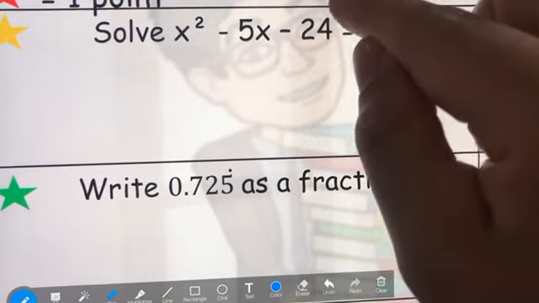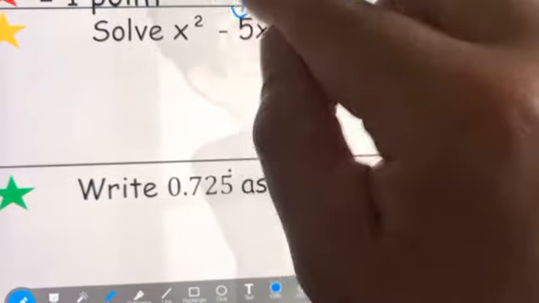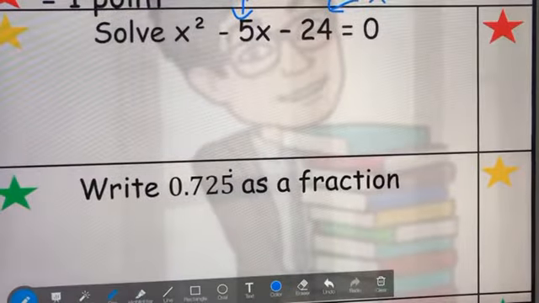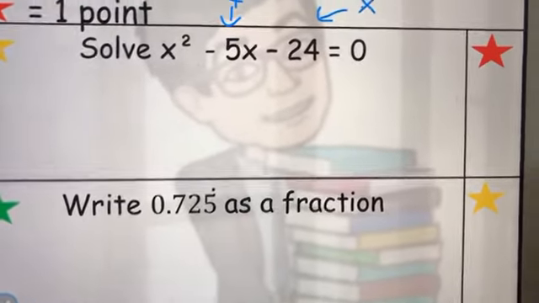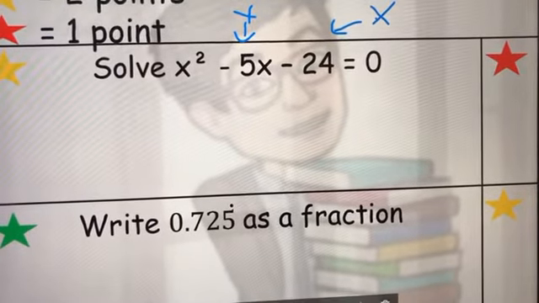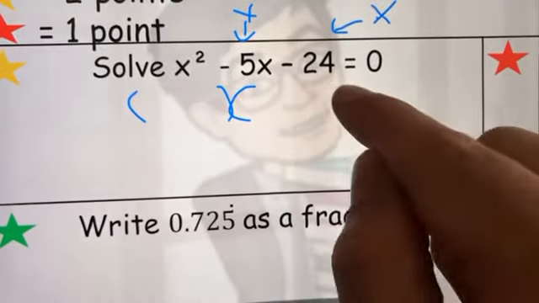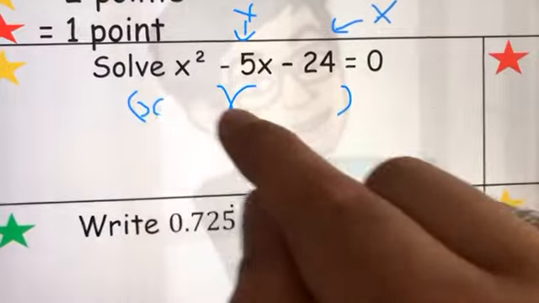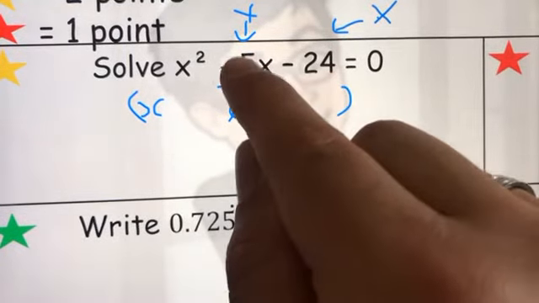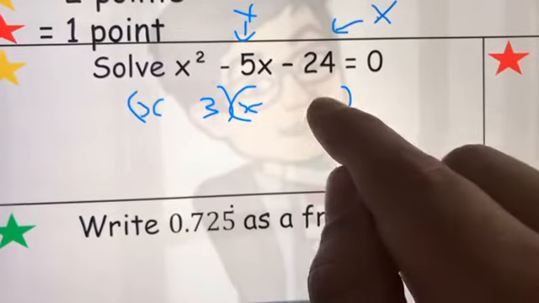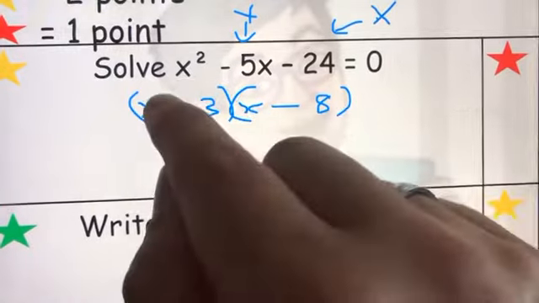equation. What you've got to find is two numbers that times together to make minus 24, and they've got to add together to make negative 5. Now, two numbers that multiply to make negative 24 and add together to make negative 5. 3 and 8 are the only things with a gap of 5 that times together to make minus 24 and add to make negative 5. So it's going to be x minus 8 and x plus 3.